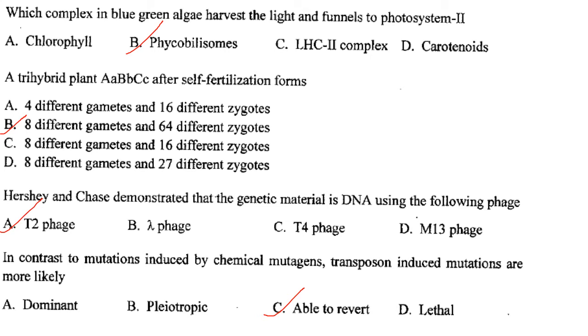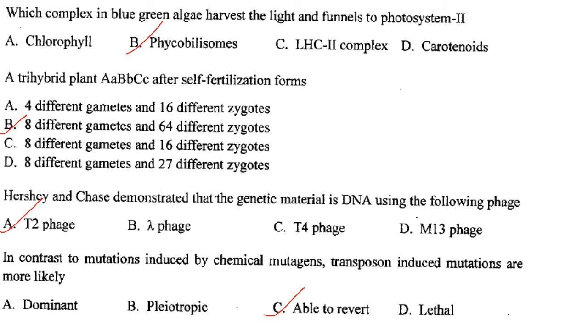Then next one. A trihybrid plant, that is capital A small a, capital B small b, capital C small c, after self-fertilization forms. So here how many gametes will be formed? You have got 3 heterozygotes in the particular genotype. So 2 raised to n, where n is the number of heterozygotes in the given genotype. So the number of heterozygotes here is 3. So 2 into 2 into 2, that is 8. So the number of gametes formed will be 8. And the number of different zygotes will be 8 squared, that is 8 into 8, that is 64. So the answer is 8 different gametes and 64 different zygotes.